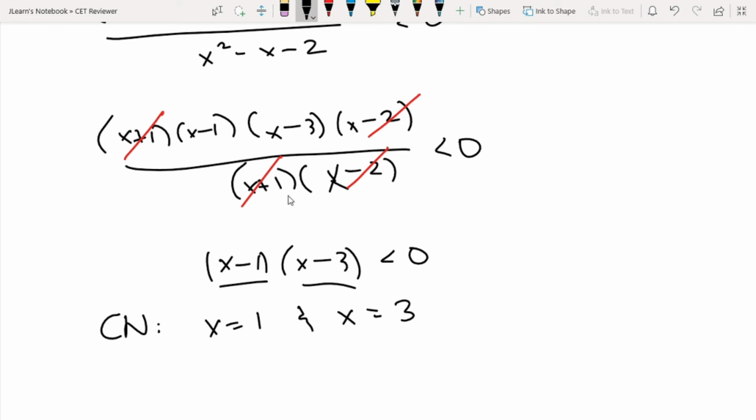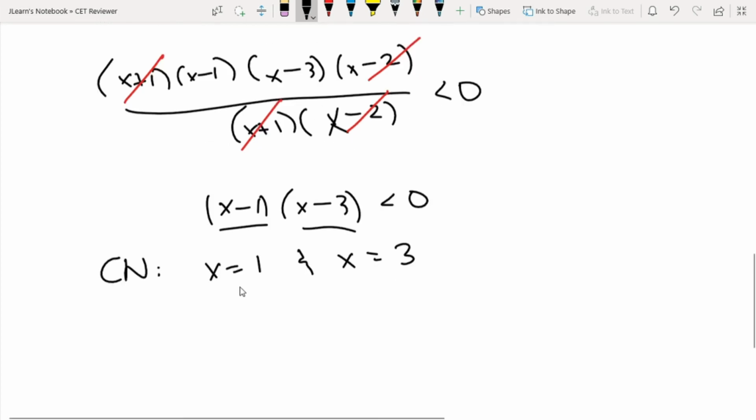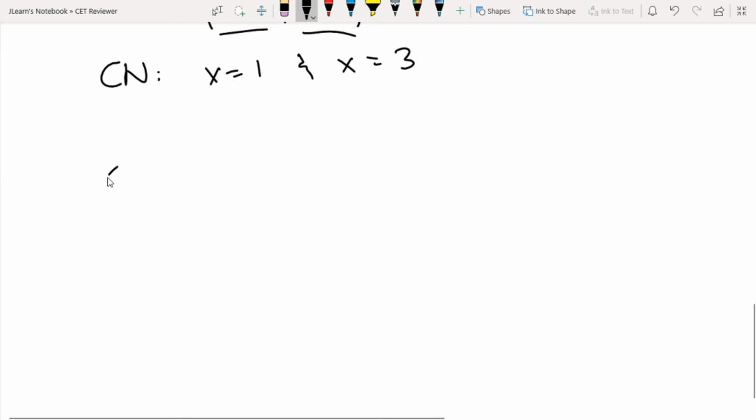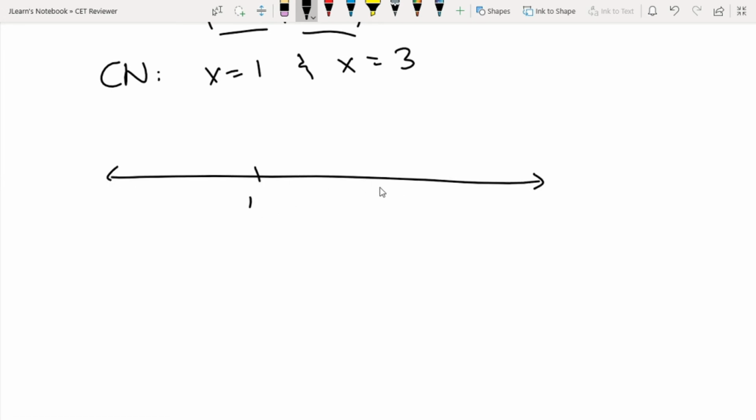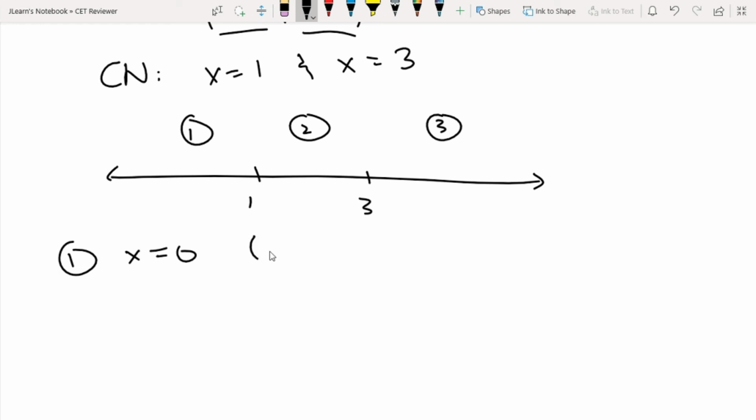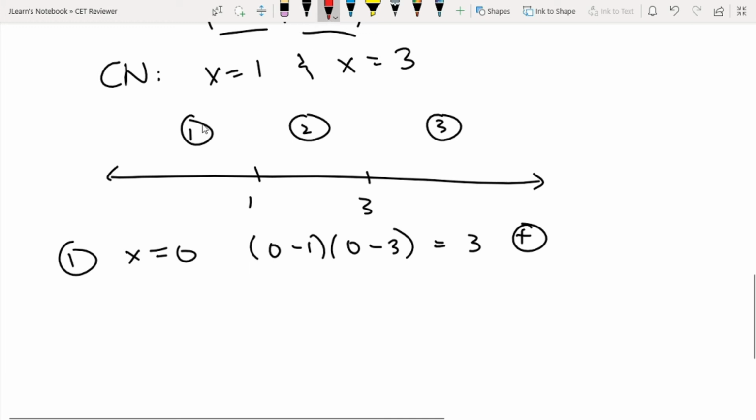Okay? So, ngayon, mag-interval method tayo ulit. So, gawa lang tayo number line. So, kung medyo sanay na kayo, pwede na kayong hindi gumawa ng number line, no? So, this will divide the region into 1, 2, and 3 regions. So, mag-test na tayo. So, from region 1, let's test x is equal to 0. Anything less than 1. So, x minus 1 times x minus 3. So, that's 0 minus 1 times 0 minus 3. And this is 3, no? And it is positive. So, meaning, hindi kasama tong region na to sa ating solution.